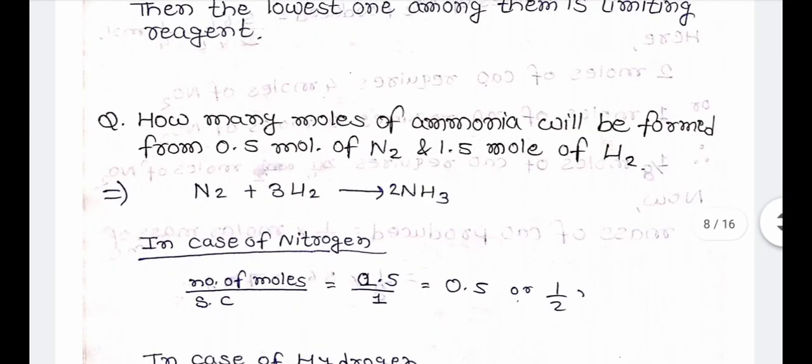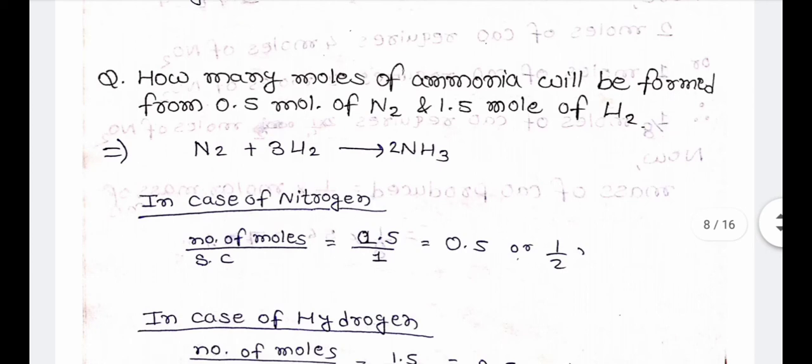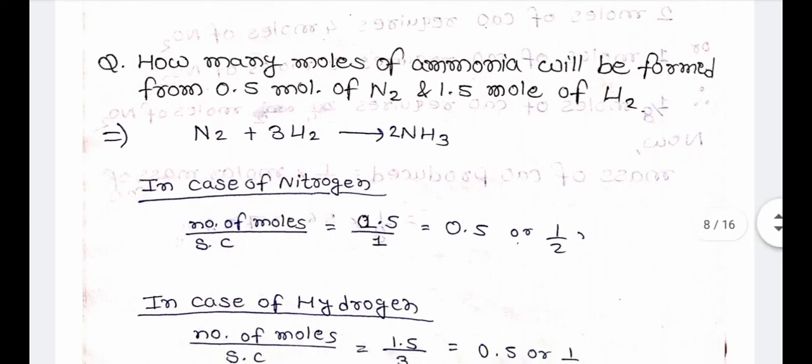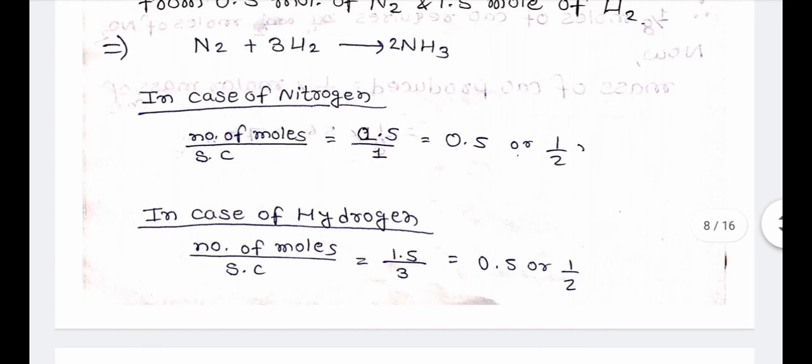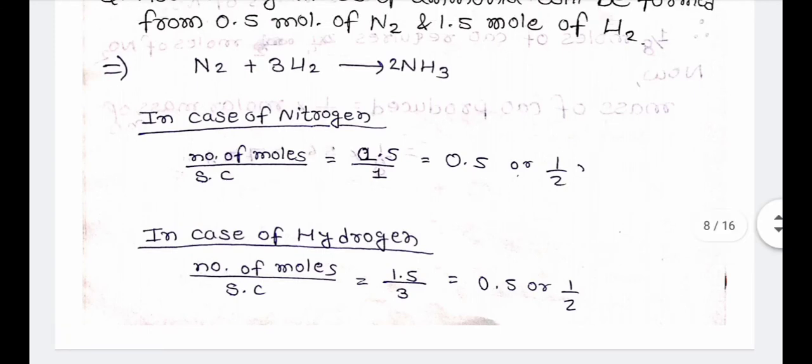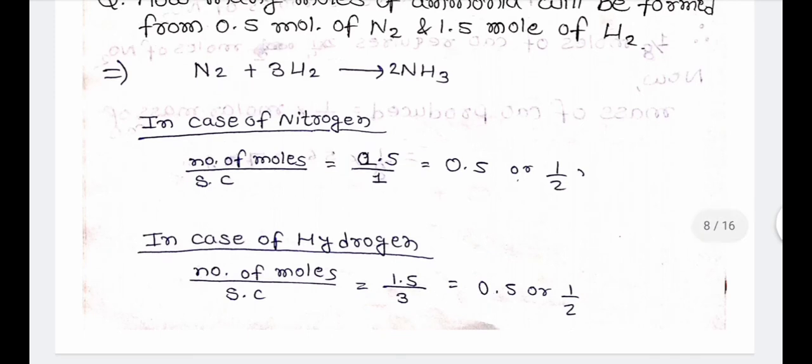Let's come to some questions. How many moles of ammonia will be formed from 0.5 mole of N2 and 1.5 mole of H2? The reaction will be N2 plus 3H2 gives 2NH3. In case of nitrogen, number of moles divided by stoichiometric coefficient is equal to 0.5 divided by 1, which is equal to 0.5 or 1 by 2.